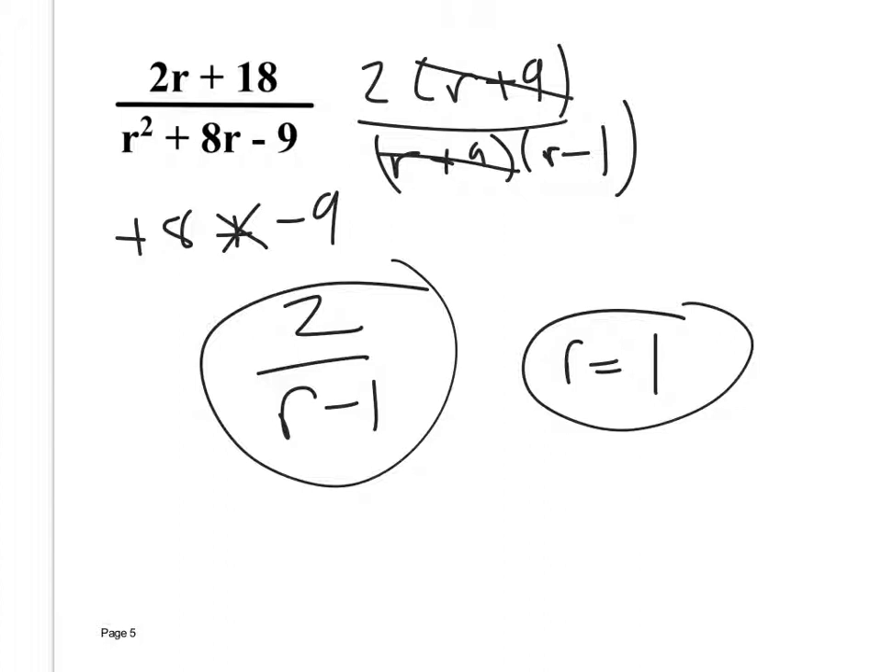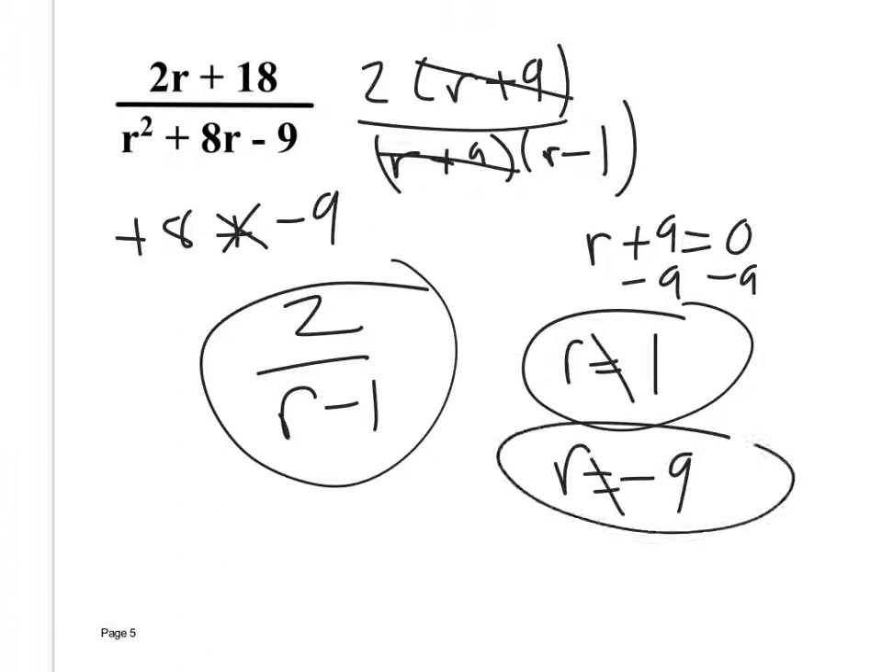Well, look up here. We haven't set this equal to 0. Just because it cancels out, we still need to set it equal to 0. So R plus 9 equals 0. I can't have 1 or negative 9. So R can't be 1, R can't be negative 9. So those are my 3 answers: the simplified version, and then my excluded values, which are 1 and negative 9.